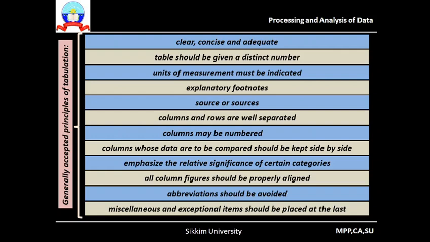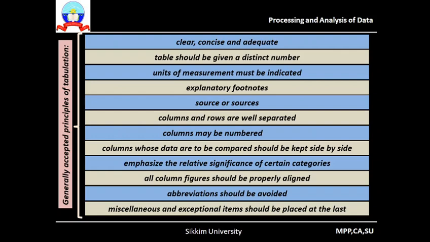Now there are certain generally accepted principles related to tabulation. A table should be clear, concise, and adequate. A table should be given a distinctive number. Units of measurement should be indicated. Explanatory footnotes should be associated as and when required. Source or sources of data should be explicitly represented.